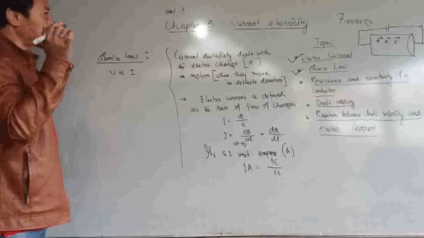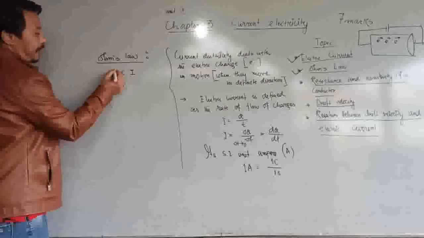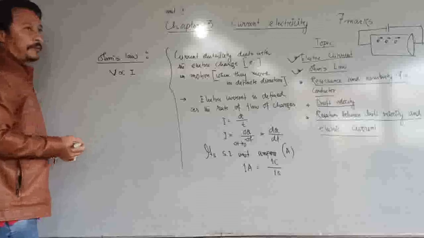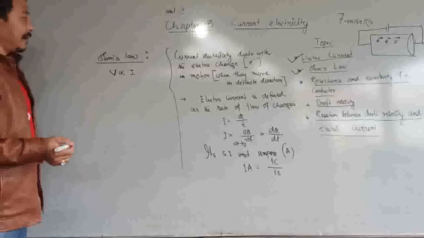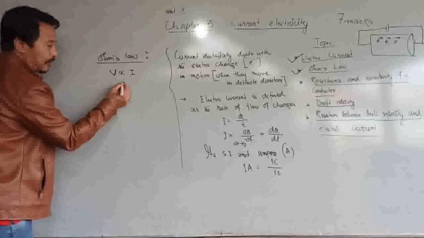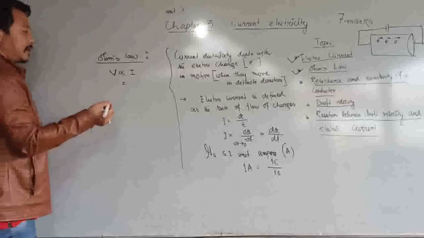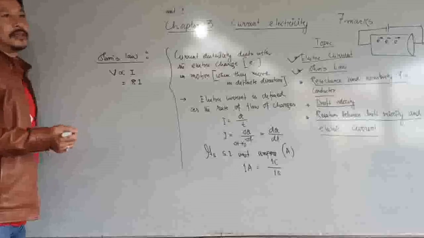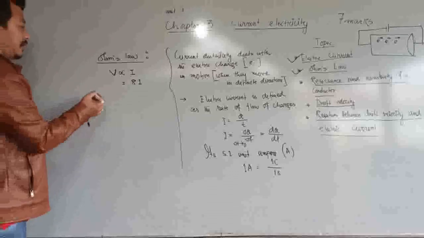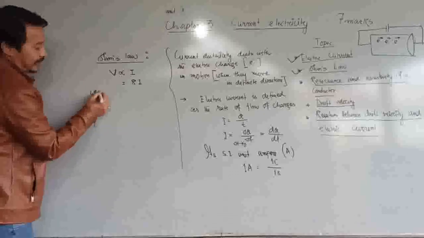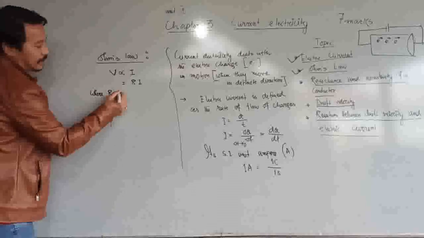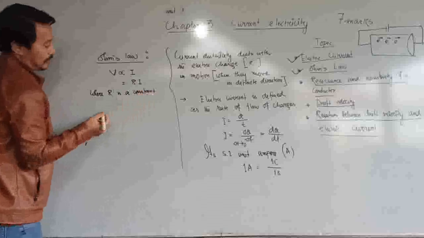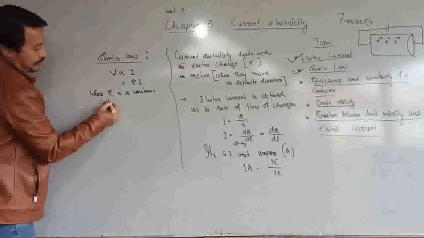So V is directly proportional to I, and we can write V equals a constant times I. This constant is called resistance, where R is a constant called resistance.